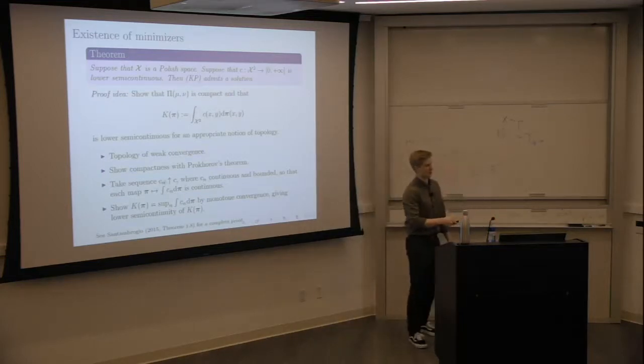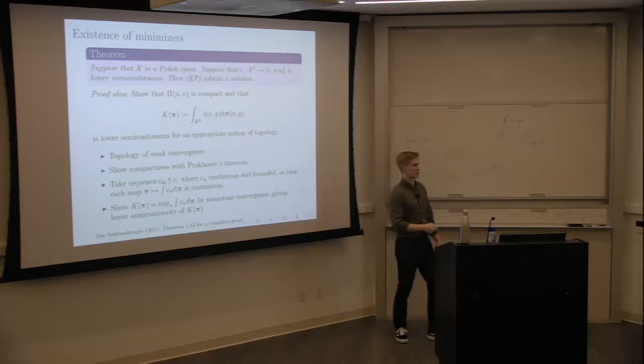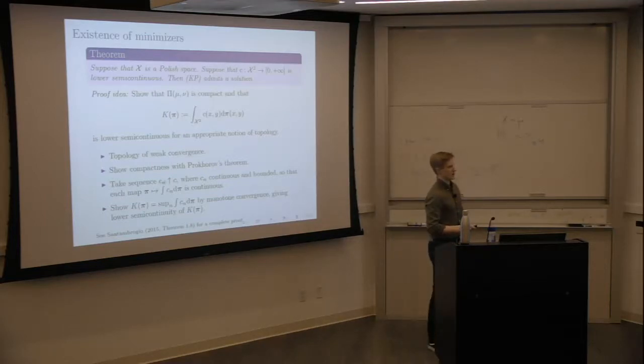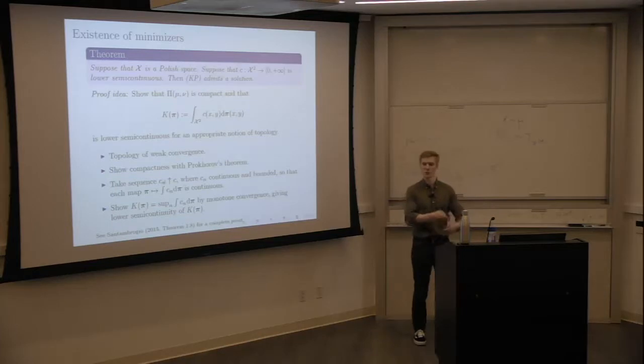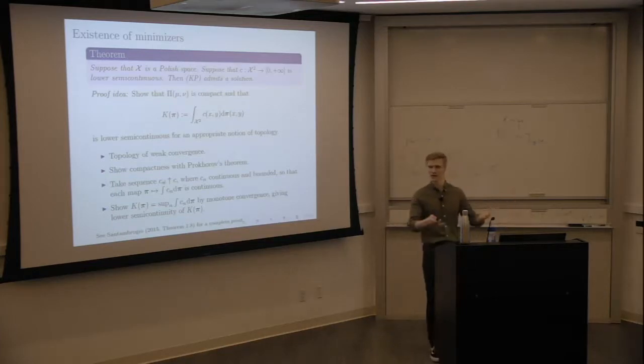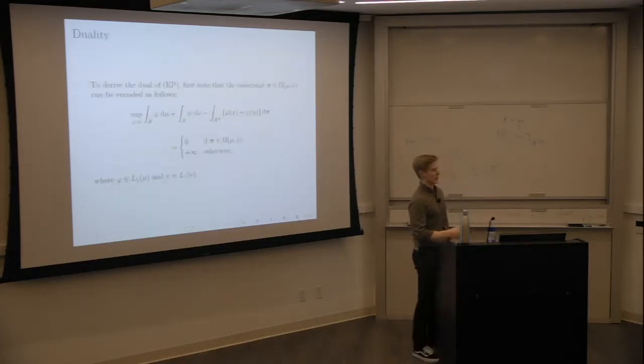Compactness of the set of couplings you can show with Prokhorov's theorem, and you can show lower semi-continuity of this functional by approximating C from below with continuous and bounded functions. Show that K is equal to the supremum over the corresponding integrals, and by monotone convergence, that gives you lower semi-continuity of this functional. All right, so at least we know that the problem isn't completely kind of empty, void. We know that there exist minimizers.